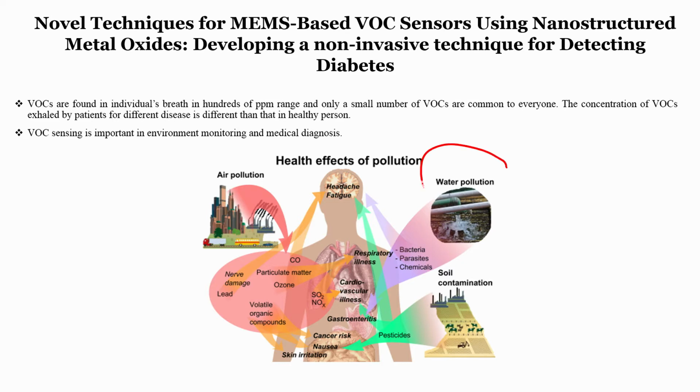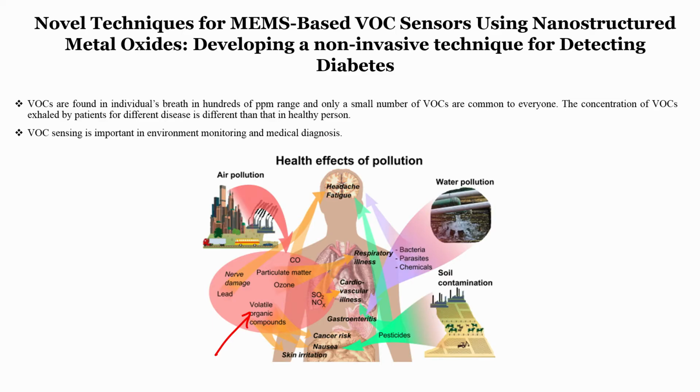The second one is water pollution. What if the water is polluted? If the water is polluted, then there are bacteria, parasites, chemicals, and that can cause fatigue and headache. Same thing, if the soil is contaminated by pesticides, then there can be nausea, cardiovascular diseases, fatigue, and gastroenteritis. So, the point is that from the air, water and soil pollution we are talking about, we are focusing on air pollution, and from air pollution we are focusing on volatile organic compounds. You can see that volatile organic compounds in particular are responsible for causing skin irritation, nausea, and cancer risks. So, we are interested in developing sensors for VOCs, all right.